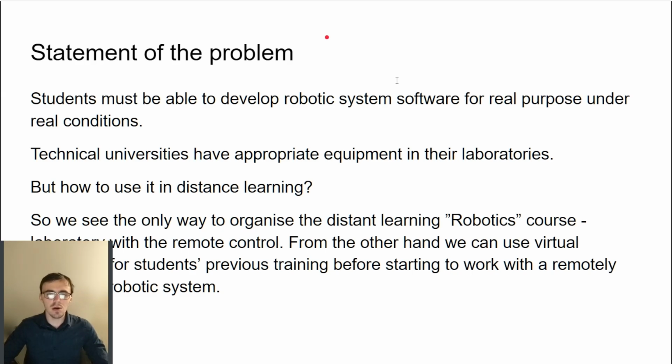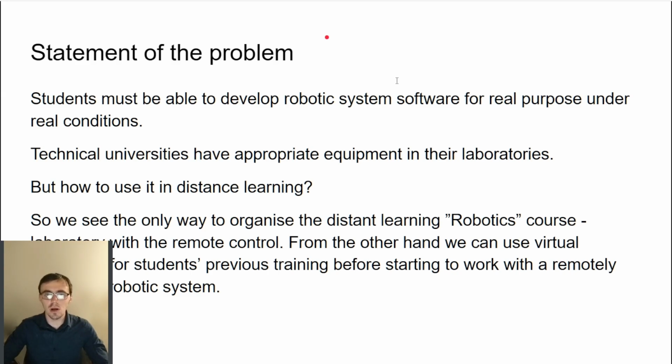The main task of professional training and university education in IT specialties is to form competence in constructing robotic systems, developing appropriate software for real purposes under real conditions. Such training needs a real robotic system to be used in the educational process. Of course, technical universities have appropriate equipment in their laboratories. It's not a problem. But let's look at our reality.